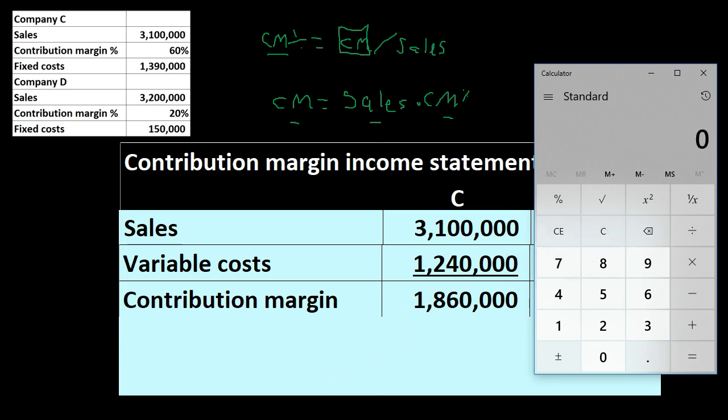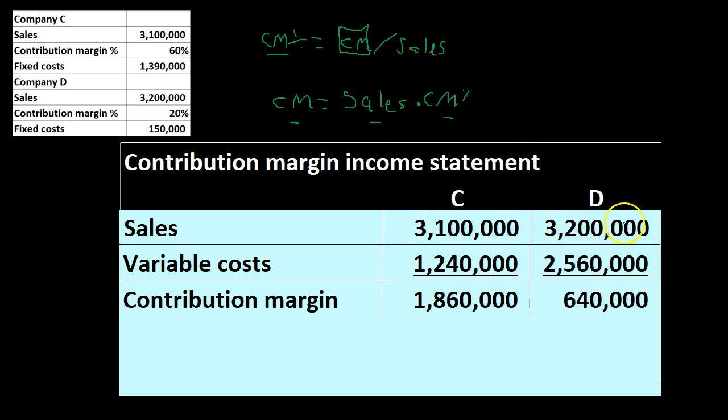And then we could double check this. 3,100,000 minus 1,240,000 equals the contribution margin, and that divided by the sales, 3,100,000, equals the 0.6 or 60% contribution margin percent that we started with. So we do that for C and D. I'm not going to do all the calculations for D as well, but notice similar types of calculation up top.